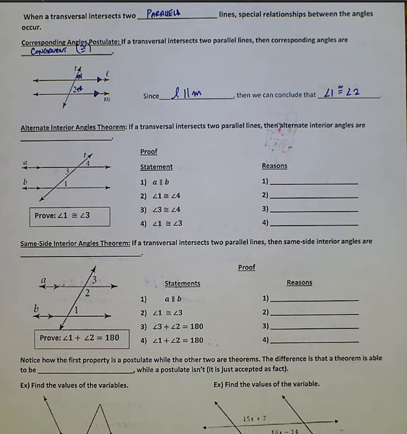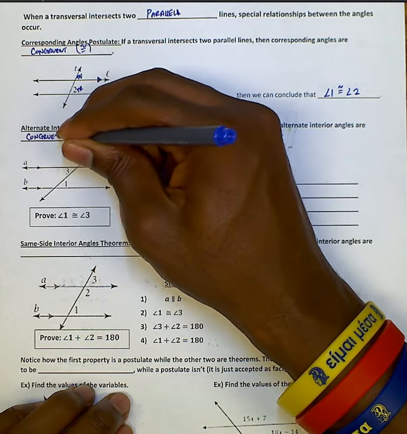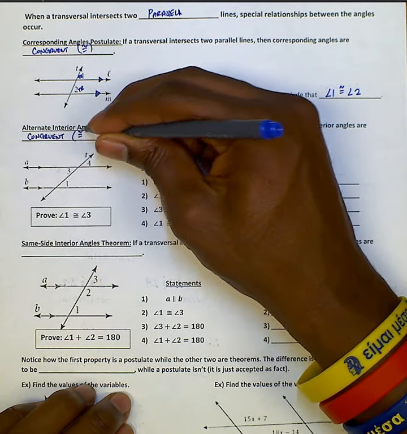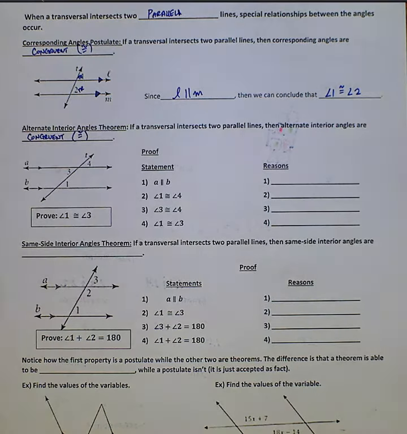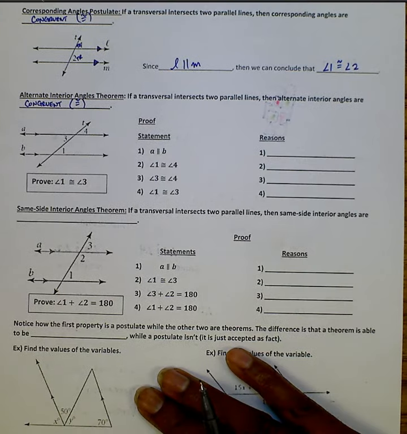Alternate interior angles theorem says if a transversal intersects two parallel lines, then alternate interior angles are congruent. Congruent. Okay, again, we could just use this congruent symbol if we'd like. And we're going to go through a proof here just so we can make sure that we know that this will have to work. Alright, so quick thing about proofs, we are trying to prove the alternate interior angles theorem. So that means that we will not be using the alternate interior angles theorem to prove itself. It doesn't logically make sense.